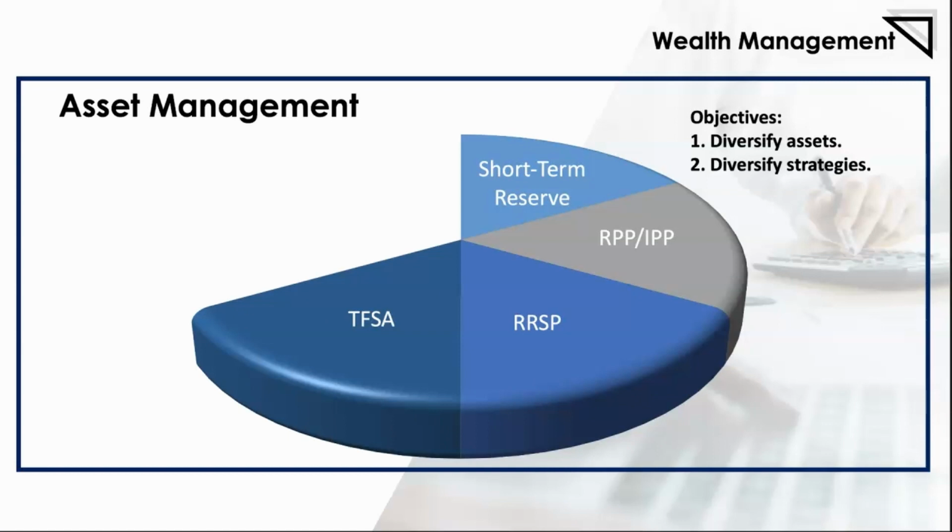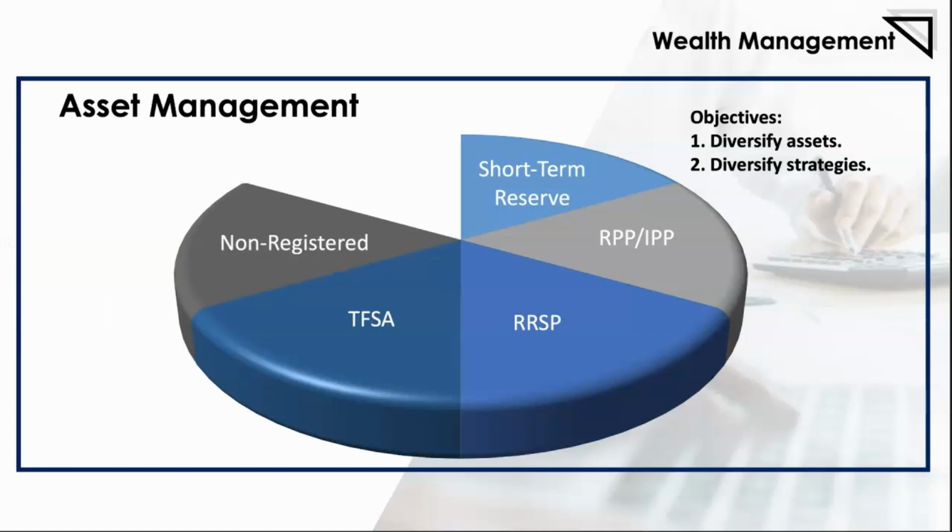Then we have a tax-free savings account, which we also spoke about on the last slide. With a TFSA, your money grows tax-free once you have invested in that account. Then you have a non-registered account. Non-registered accounts are non-registered, as the name suggests, because they're not provided any type of benefit from a government perspective, and you're taxed annually on that amount.